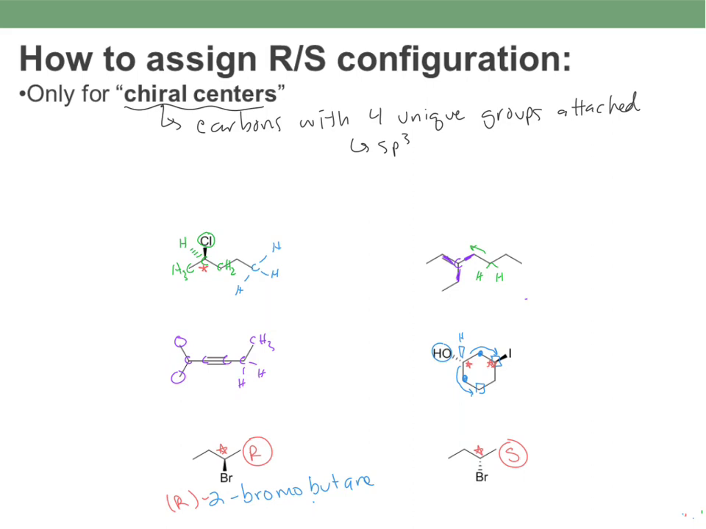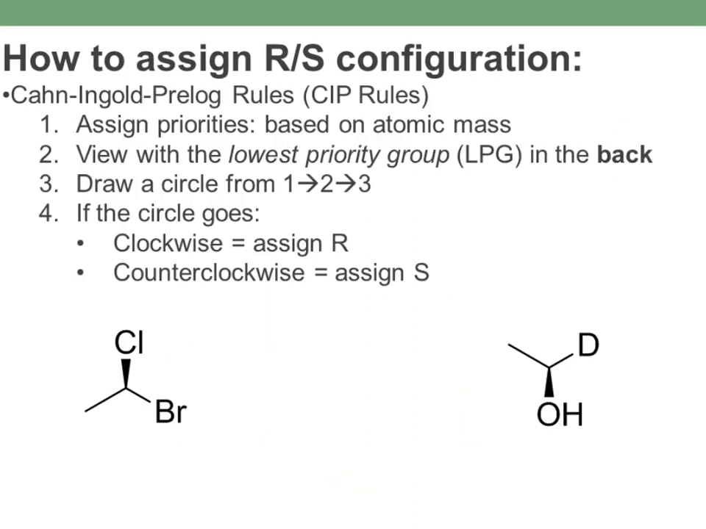And so how do we figure out R and S? How do we determine R and S? We follow what's called the Cahn-Ingold-Prelog rules, the CIP rules, and what we need to do is assign priorities based on atomic masses. And notice that it's an atomic mass. It's not the atomic number. It's not like the molecular weight of the whole group. You just look at the atoms around that central carbon.